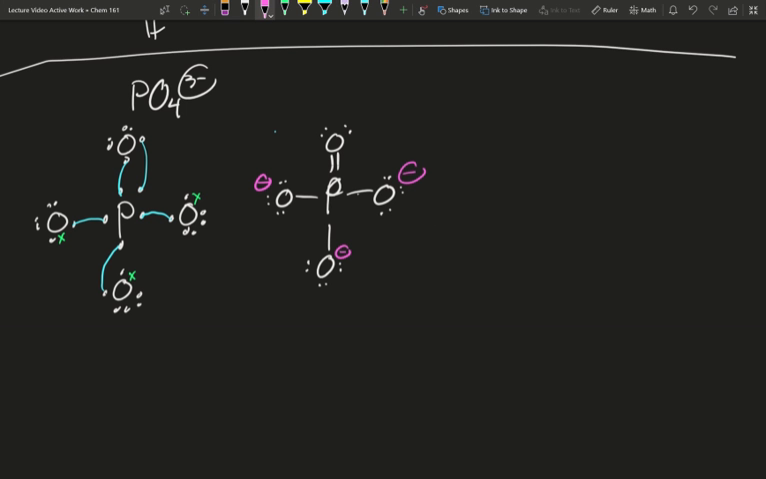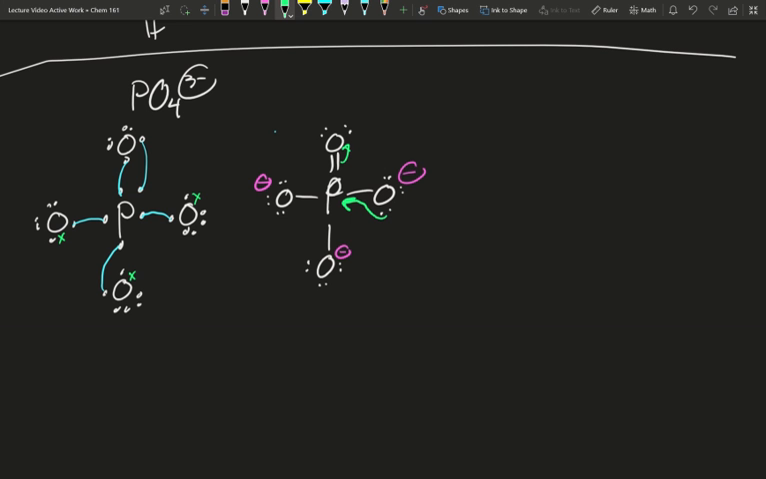Our phosphorus sees, well, 1, 2, 3, 4, 5. It sees 1 from each of its bonds. It only wants 5. It sees 5, so there's no charge on the phosphorus. Our oxygen above sees 2, 4, 5, and 6. It only wants 6. It sees 6, so there's no charge. Here's our phosphate.